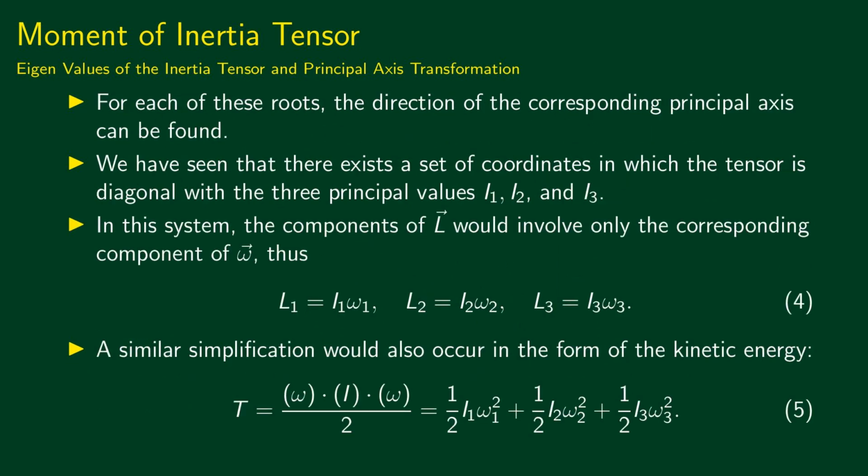We saw that in such a coordinate system, the components of the angular momentum vector can be written in this form, L1 equal to I1 omega 1, etc. And the kinetic energy also takes a simple form, T is equal to half I1 omega 1 squared plus half I2 omega 2 squared plus half I3 omega 3 squared, where I1, I2, I3 are the eigenvalues of the moment of inertia tensor. They are called the principal values.